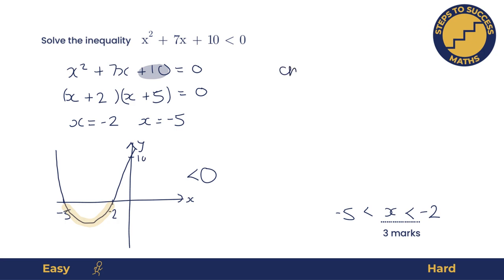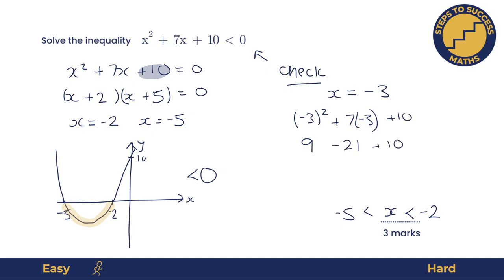You can check that this is the right region that you've got, the right inequality, by choosing a number in the middle. So say you chose negative 3. That's right in the middle of this interval. And you popped it into your original equation. Negative 3 squared is 9, plus 7 times negative 3, so that's negative 21, plus 10. 9 take away 21 plus 10 is negative 3, and that's less than 0. So if you're not sure you've got it right, you can use a number in that range to check.